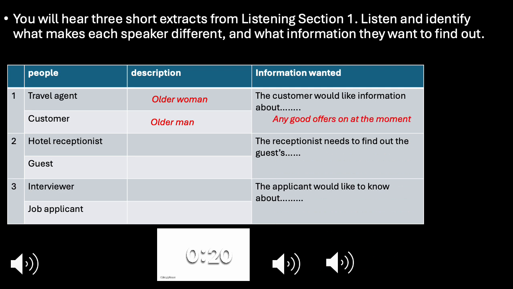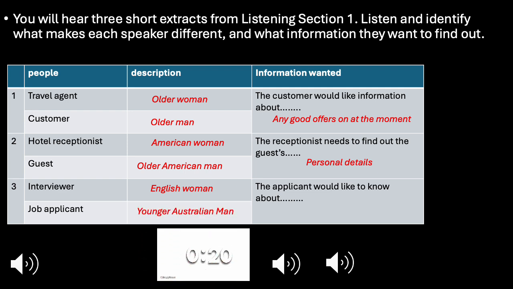2. The hotel receptionist is an American lady, and the guest is an older American man. The receptionist is wanting to know some personal details from the man. 3. The interviewer is an English lady and the job applicant is a younger Australian man. He is wanting to know if there is travel involved with work, and what the working hours are.